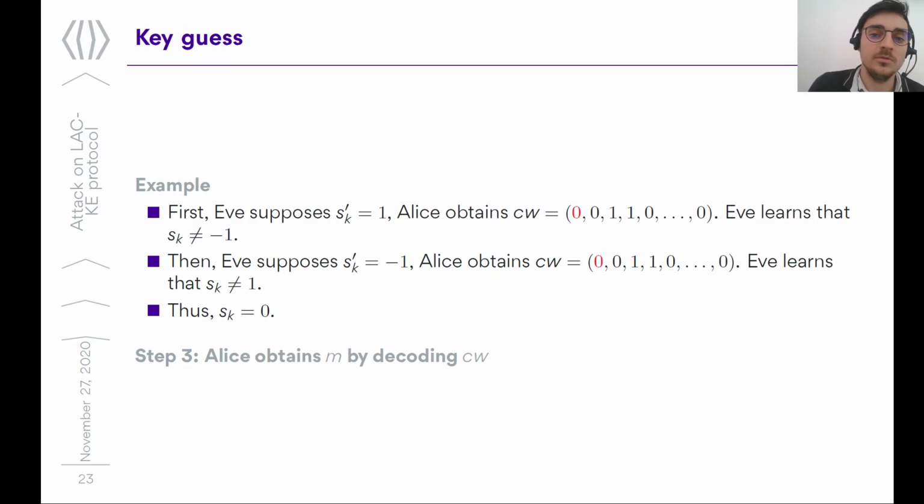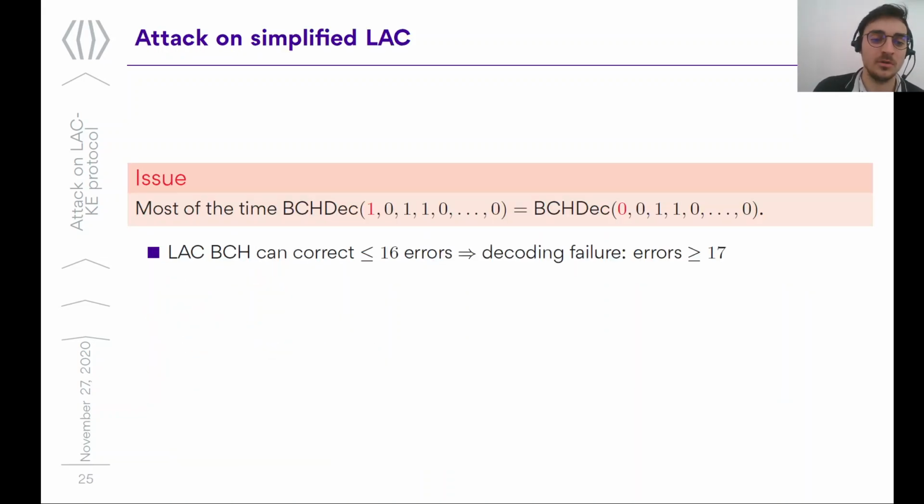So now we need the distinguisher to distinguish when the code word has a 0 or a 1 at its first coordinate. So how to do that? The issue is that Alice obtains the plaintext by decoding this code word, and most of the time the BCH decoding of a code word which differs in only one coefficient will give the same plaintext. So now we need to play with the boundary of 16 errors. The LAC BCH code can correct at most 16 errors, and a decoding failure occurs when the code word has 17 errors.